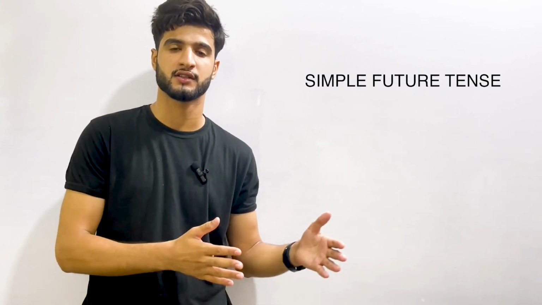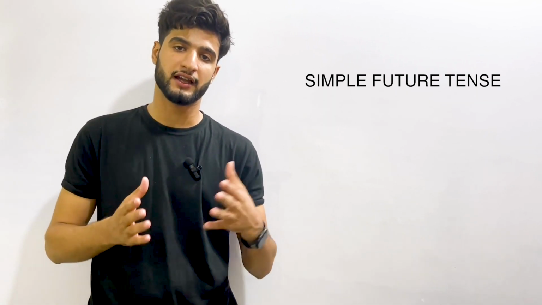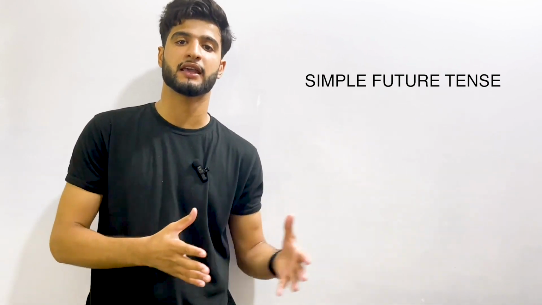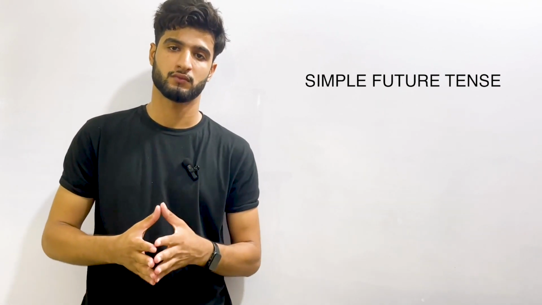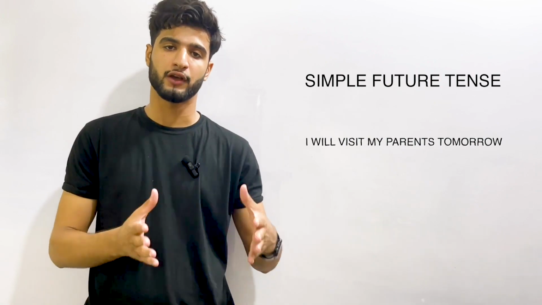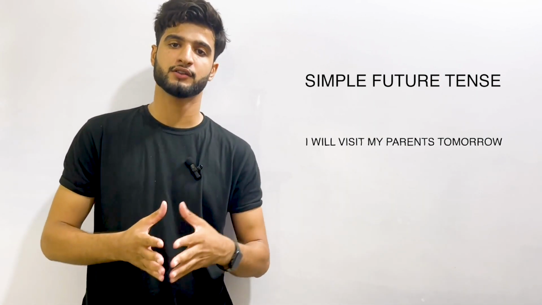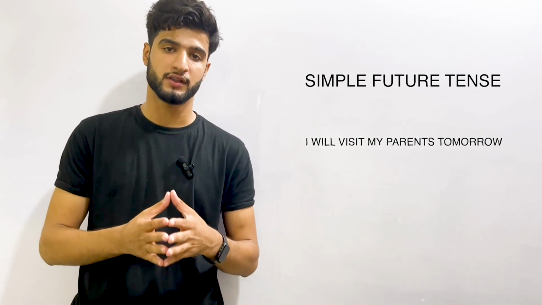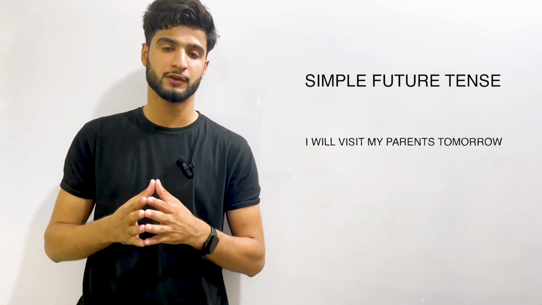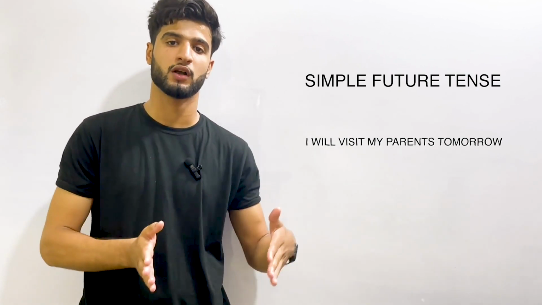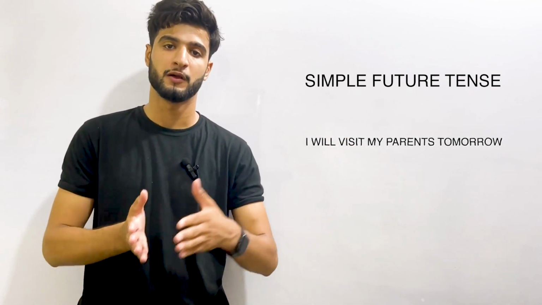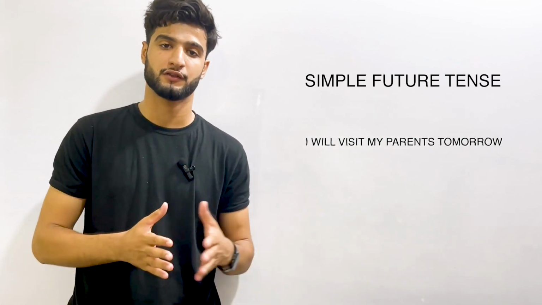Moving ahead towards our last topic in this session, which is simple future tense. Now, simple future tense is used to talk about actions that are going to take place in the future. For example, I will visit my parents tomorrow. Now, the structure for this simple future tense is subject plus will plus first form of verb plus object. Now, this is the positive structure.